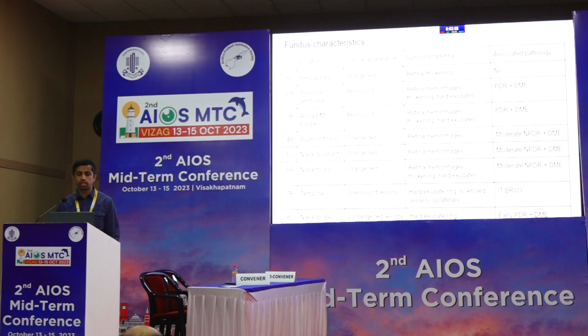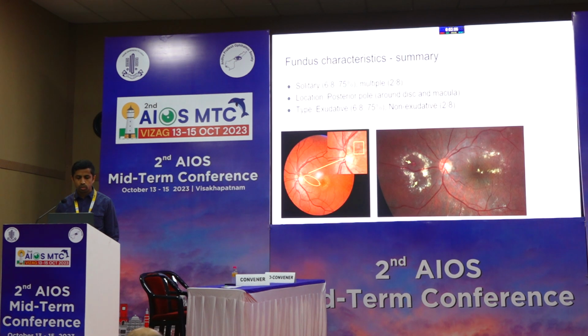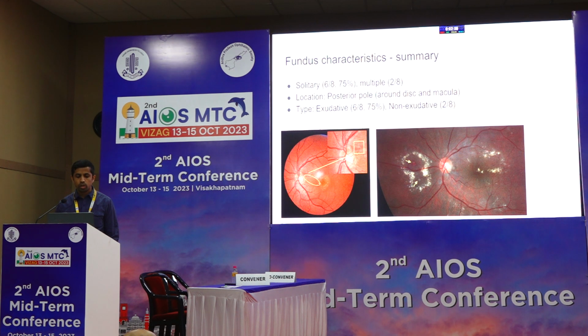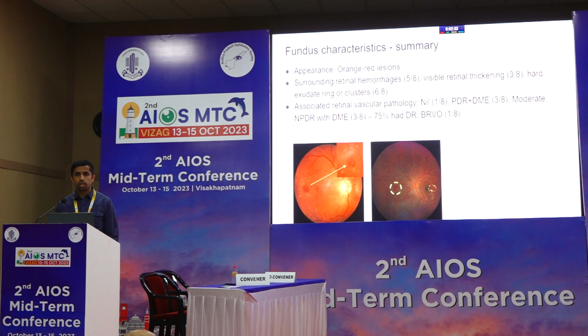So these were the fundus characteristics of the patients. To summarize, lesions were solitary in 75% of the patients and multiple in 2 of them. Most of the lesions were located in the posterior pole. It was exudative in almost 75% of the patients. They had an orange-red lesion in all of the patients, associated with retinal hemorrhages in 5 of the patients, visible retinal thickening in 3 of them, and associated exudate rings or clusters in 6 of the patients.